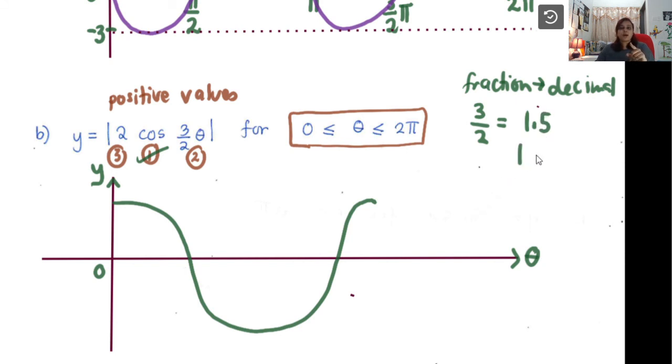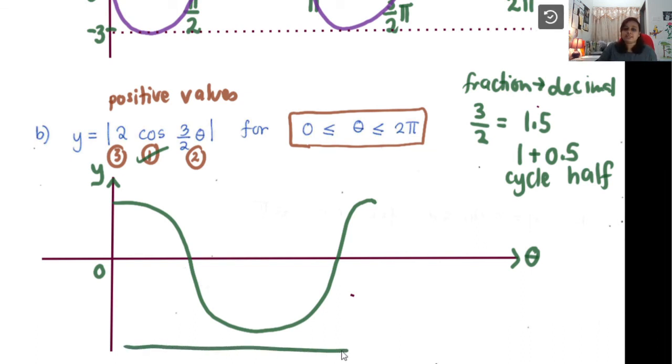So that means it is 1 plus 0.5. That means 1 cycle plus half a cycle. Okay, 1.5 is 1 cycle. This whole thing is 1 cycle, right? Okay, 1 cycle, and you need another half.